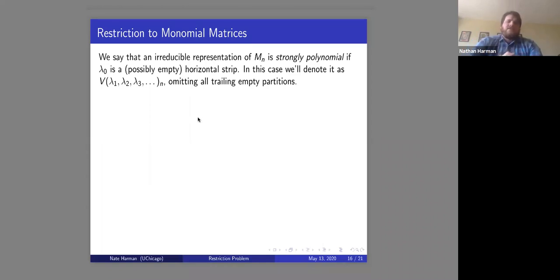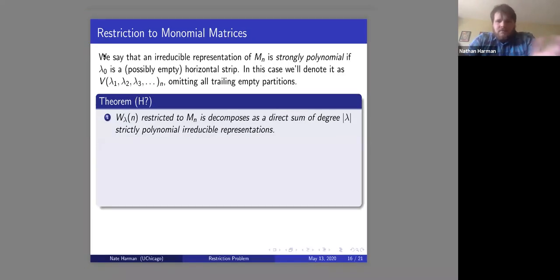I have a little bit more restrictive class of representations called strongly polynomial. This is where we have this list of partitions, and if the first one in the list is a horizontal strip, we call it strongly polynomial. In the notation, you write V of this list, but you drop the first one. Hopefully it'll be apparent in a second why this is a reasonable convention. So, theorem by me, I guess. I am hesitant to even take credit.